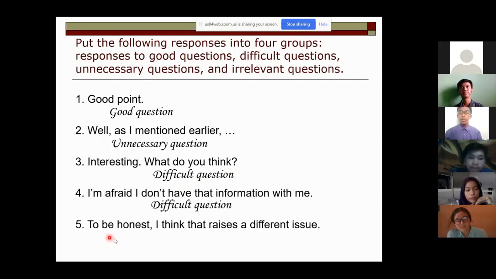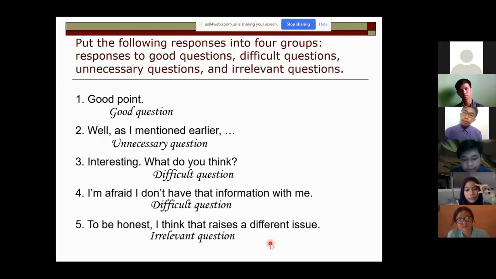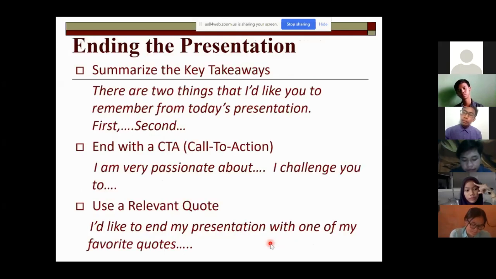Again, number 5. "To be honest, I think that raises a different issue." What kind of question? If you say like this, that's an irrelevant question. Good. Irrelevant question. Just let it go. Just move on, right? Okay.